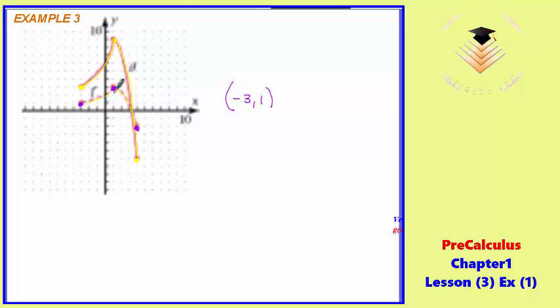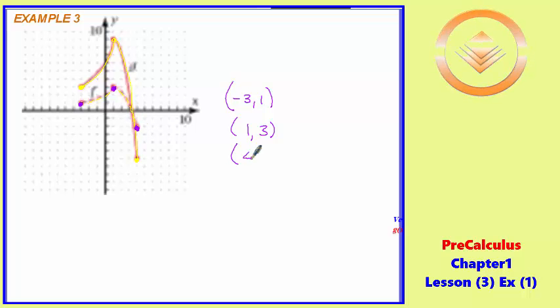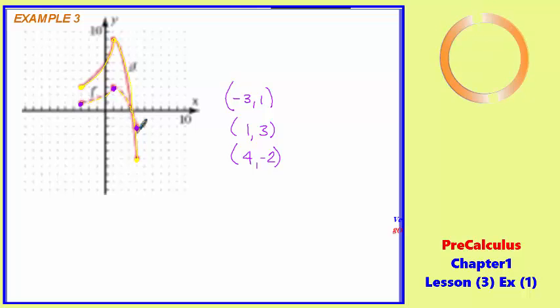Now look at another point here. It's 1 and 3. The pair of coordinates is 1 and 3. Now we have the other one here, and that's 4 and negative 2. This is 4 and negative 2. Now we look at the other graph.